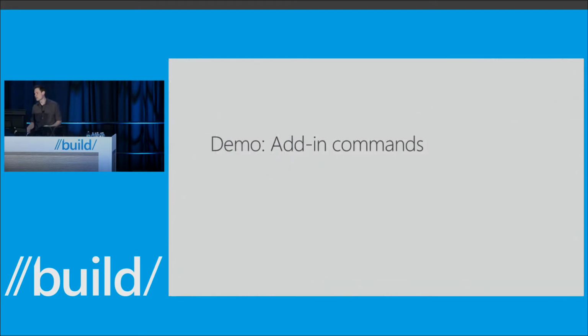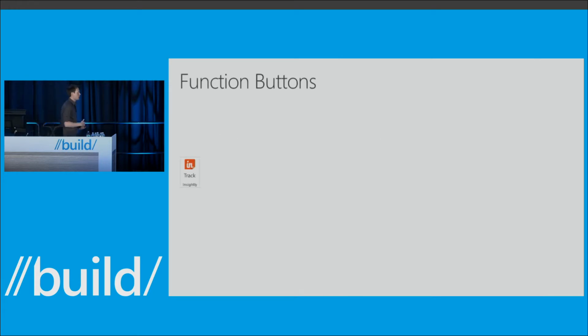Now, we'll get to building our own, but before we do that, I just wanted to talk a little bit about the other kinds of buttons today, the function buttons, the ones where you click and then something happens. And specifically what I want to mention here is how these buttons work. So imagine that there is a track button, and it's an Insightly track button. So I click track, and the message gets saved off.